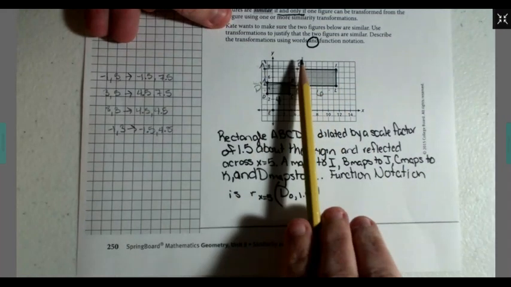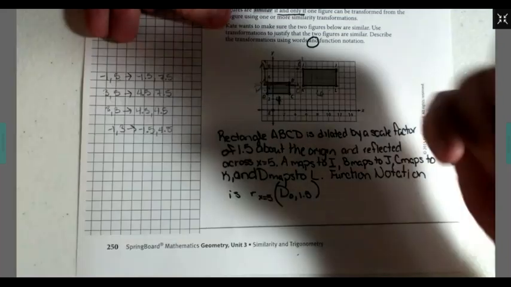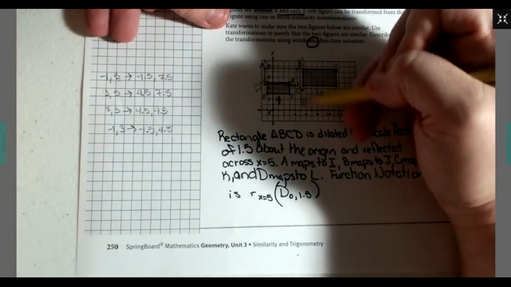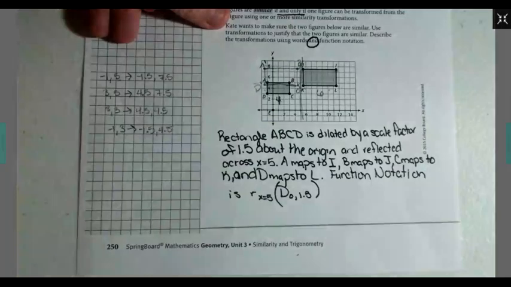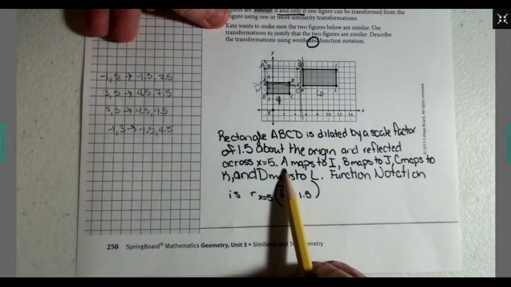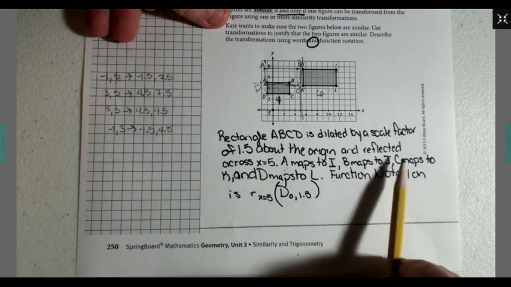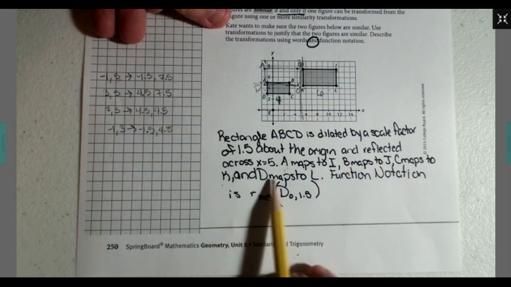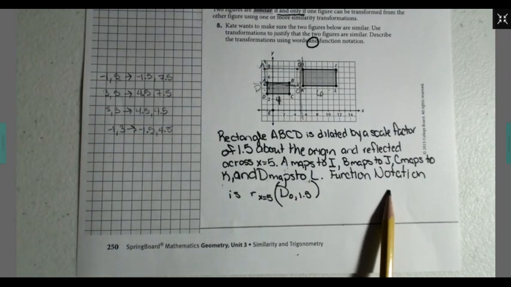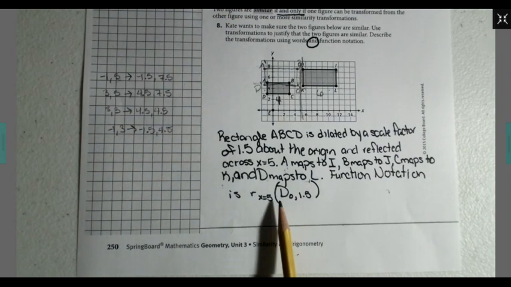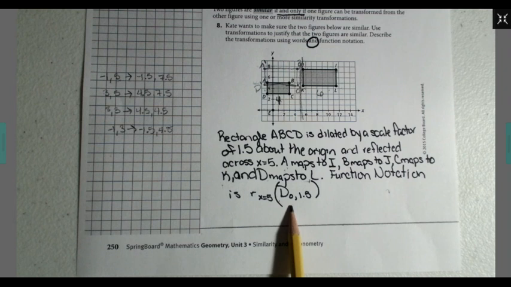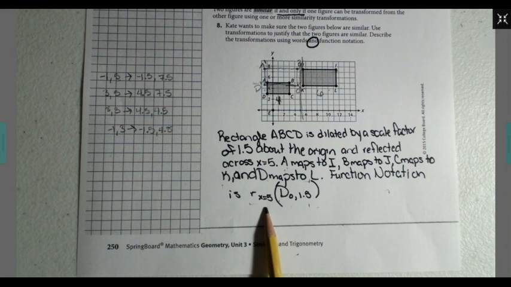So I said we did a reflection about this line right here, which was x equals 5. And whenever I do this, A maps to I, B maps to J, C maps to K, and D maps to L. The function notation of this is a dilation about the origin by a scale factor of 1.5, a reflection over the line x equals 5.